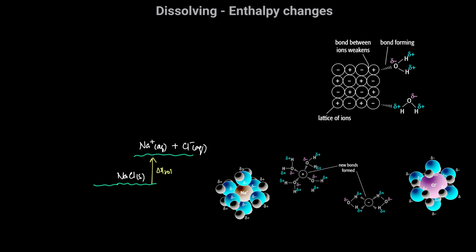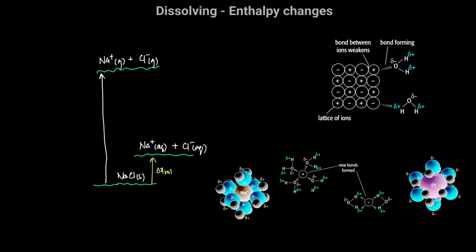So one way to think about dissolution is the following. Think of the solid lattice. We're starting with sodium chloride solid and dissolving it in water to form these aqueous ions. One way to think about this in a theoretical way is that we're first breaking apart the ions in sodium chloride completely to form gaseous ions, that is, Na+ gaseous and Cl- gaseous ions. So we've taken this lattice and completely separated the ions to form gaseous ions.